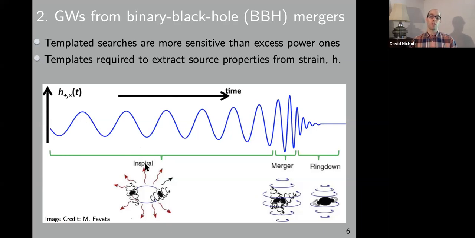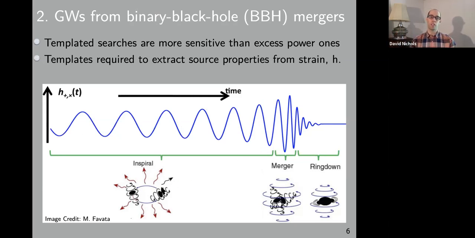So for binary black hole systems, which will be the focus of this talk, the waves have three characteristic stages, which correspond to different stages in the evolution of this binary. There's a long, slow period where the two black holes just orbit around one another, and their separation slowly decreases until eventually they come together and merge. During this slow inspiral process, both the amplitude and the frequency of the waves slowly grow, until finally there's a last plunge.